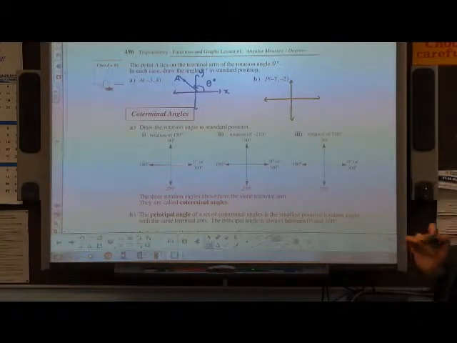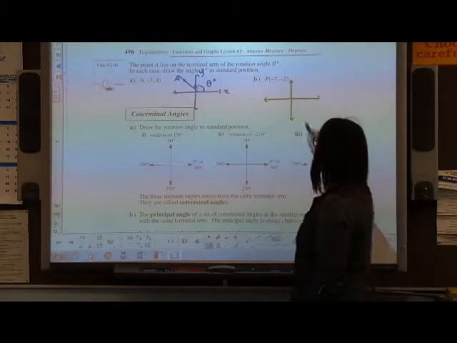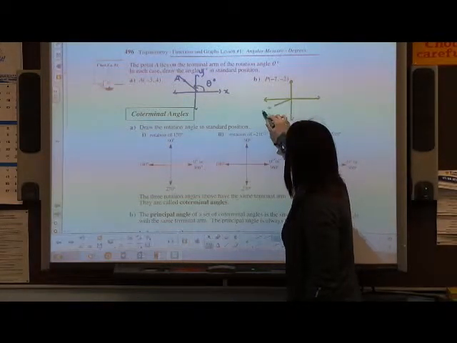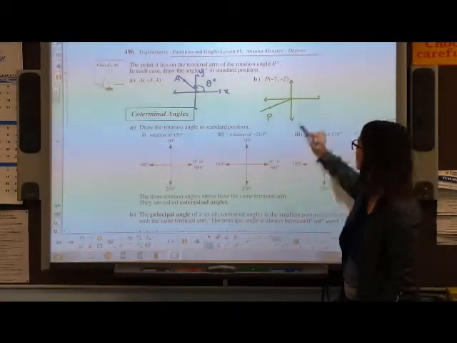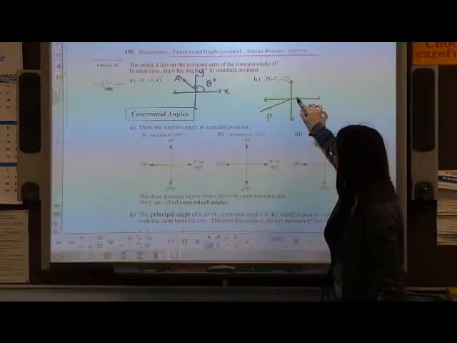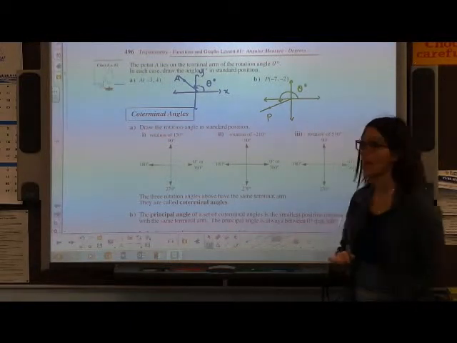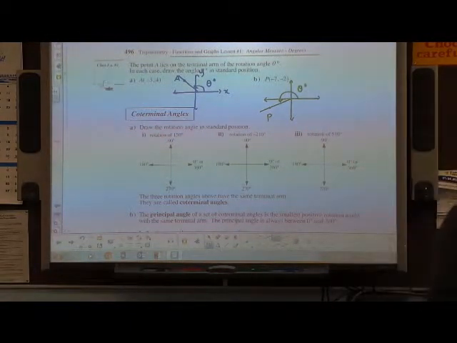So what quadrant is point P in? Quadrant 3, so 7 to the left and 2 down. So I draw a line through P, and because it's in standard position, it's going to start at the positive x and go to P. That becomes my angle theta. Okay, how are we doing so far?